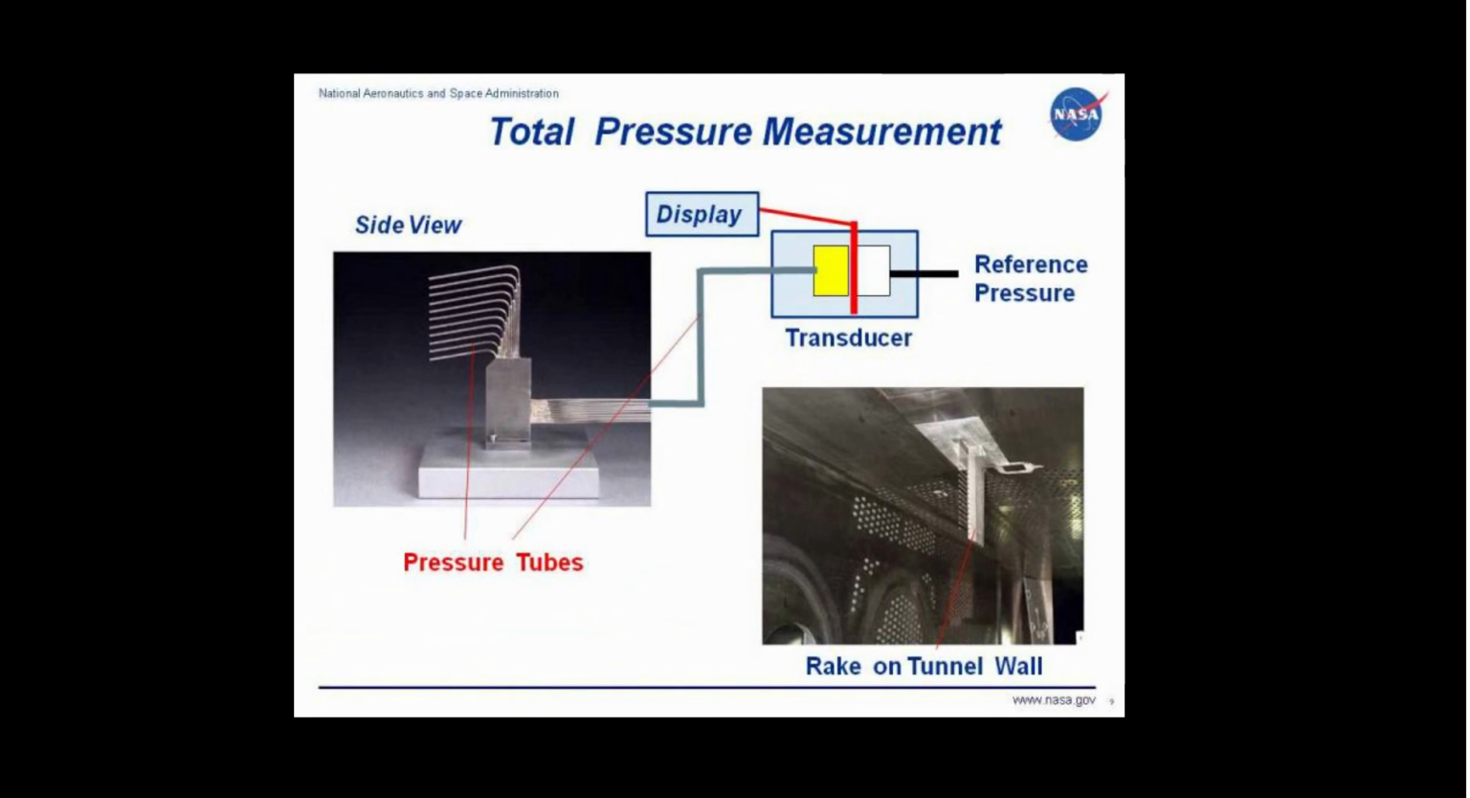pressure tubes. We can see that we have a series of pressure tubes here, which are directly connected to a transducer. A transducer is like a digital manometer which measures the pressure, or which measures the difference in pressure inside the pressure tube. And this is how it is mounted inside a tunnel wall. And they use these kinds of pressure tubes to measure the static pressures and stagnation pressures inside the boundary layer.